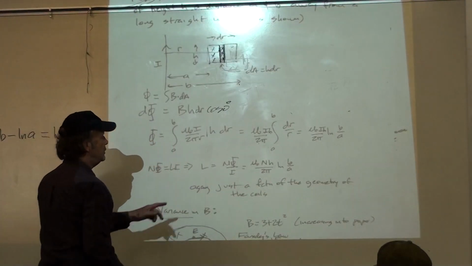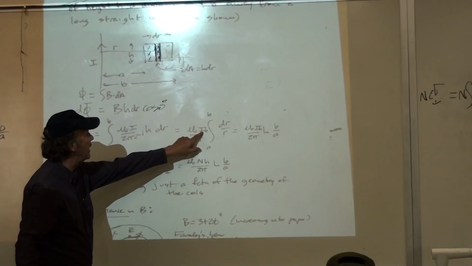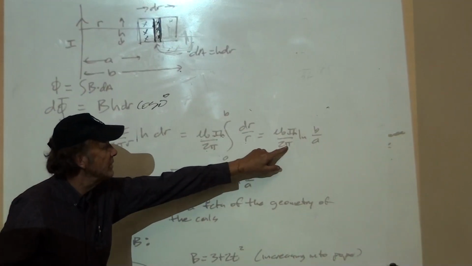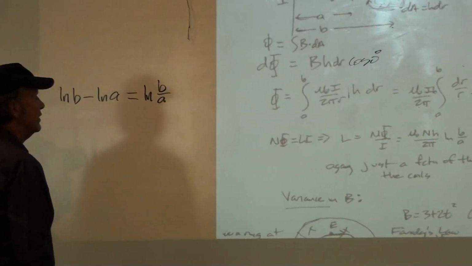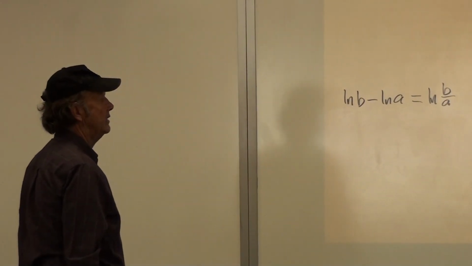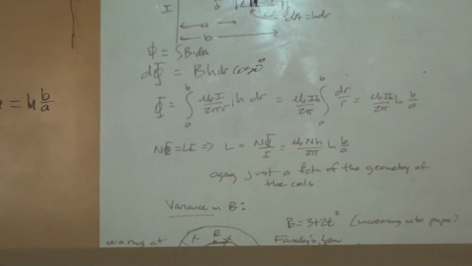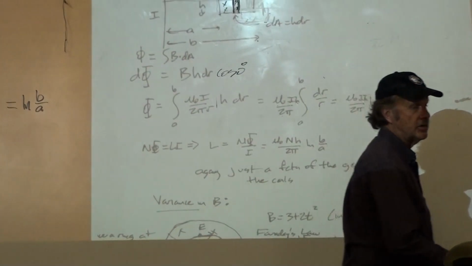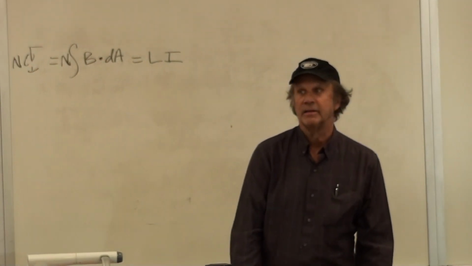So that gives us mu0 N h over 2 pi times the log of b over a. The I is canceled out. And so that's our self-inductance for that kind of a square toroidal coil. So that's a little more challenging, but it's another way that you could calculate inductance. Any questions about that?